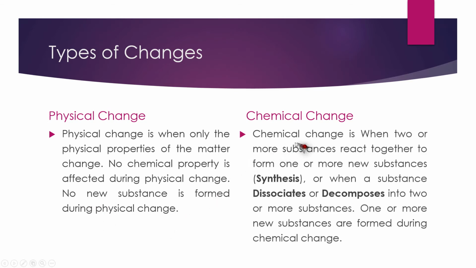On the other hand, chemical change is when two or more substances react together to form one or more new substances. Process is called synthesis. Or when a substance dissociates or decomposes into two or more substances. We have discussed these two in detail earlier, so you know about them. One or more new substances are formed during chemical change. So, in few words, if I explain physical change versus chemical change, then a change in which no new substance is formed is a physical change, and a change in which a new substance is formed is called a chemical change.